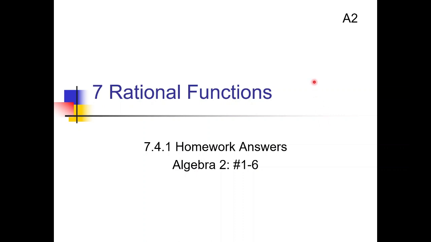Hi, Mr. Sutton here, bringing you the Algebra 2 7-4 Part 1 homework solutions on adding and subtracting rational expressions. In this one, we're focusing on situations where we have the same denominator.